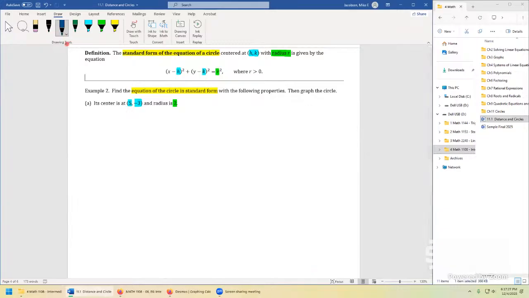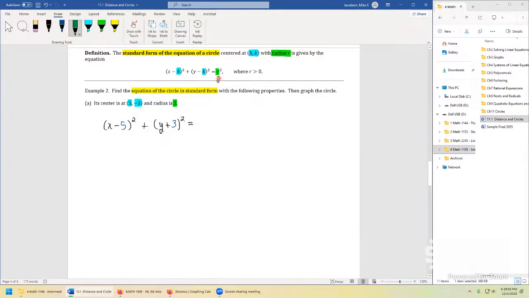So here's how it goes. It'll be x. If we have a 5 here, we change the sign and go to -5 squared plus y. Then this sign we also change. If it's a -3, we flip this to a +3. So +3 to the power 2 equals the radius squared.